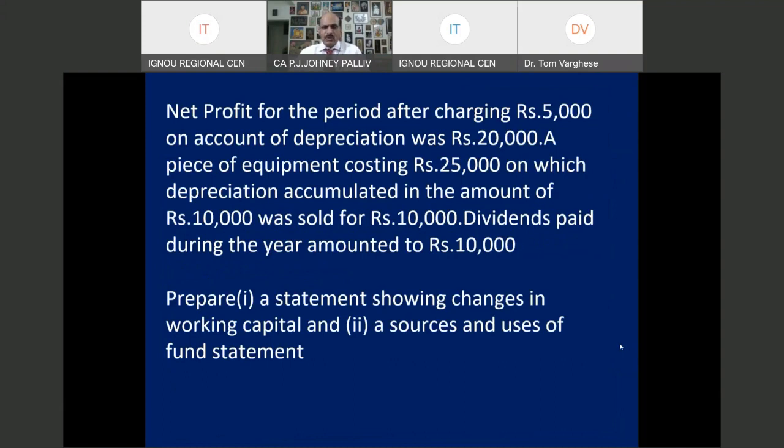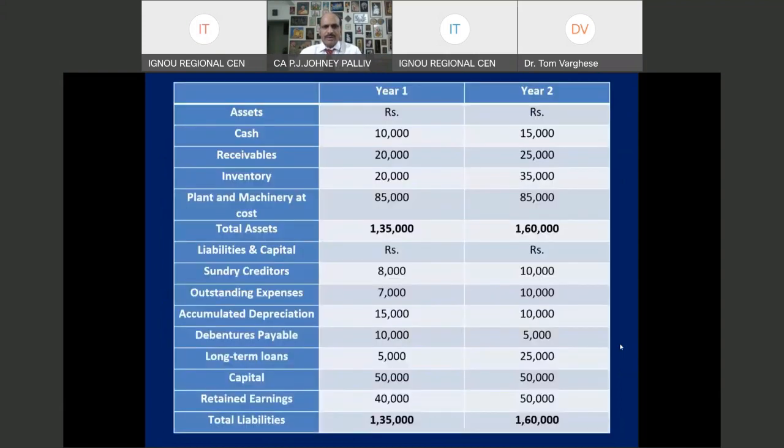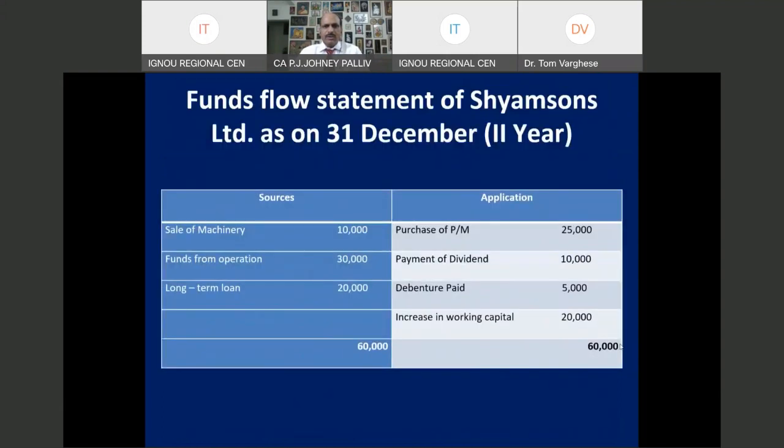The second question is sources and uses of funds. You can see a statement showing sources and uses or application of funds. Here you can see the heading. All of you may please remember the heading. Sale of machinery is a source of funds. Funds generated from business operation is a source of funds. The increase in long-term loan is a source of funds. Similarly, application. Purchase of plant and machinery is an application.